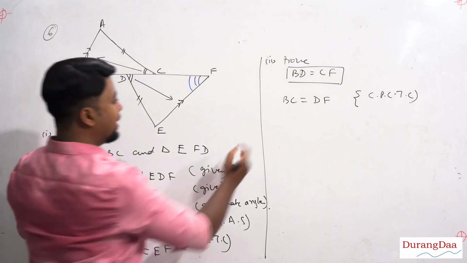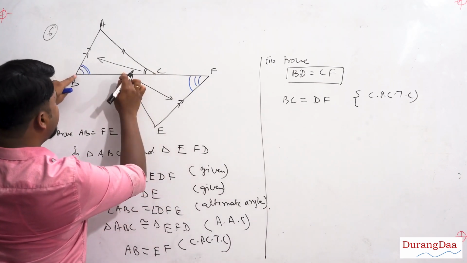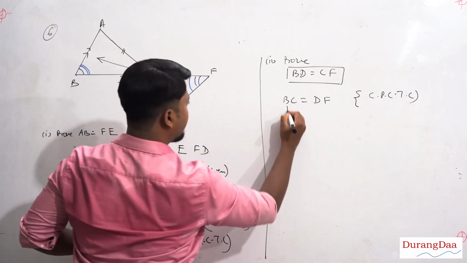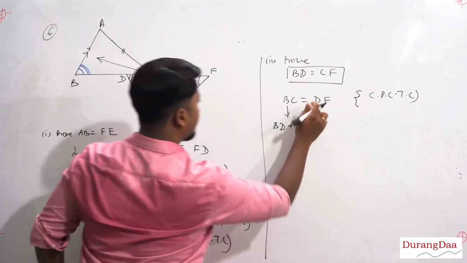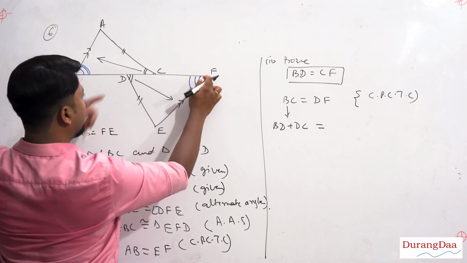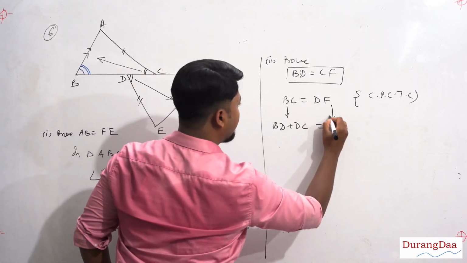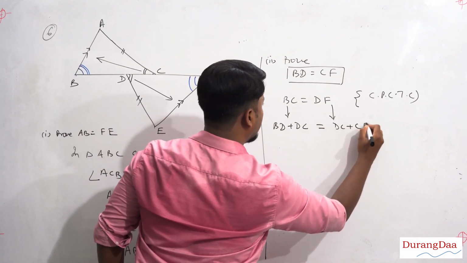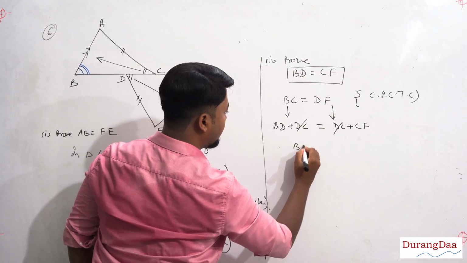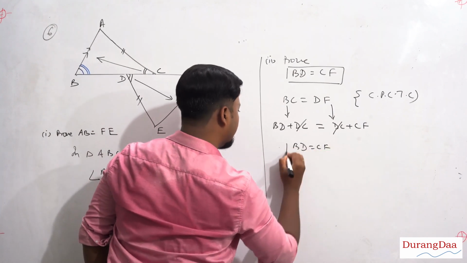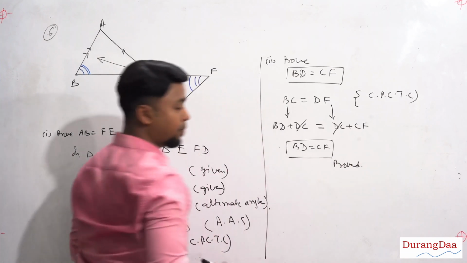Once you have done this, expand BC. BC is actually the sum of BD and DC. So, I can write here instead of BC, BD plus DC, and instead of DF, DF is the sum of DC and CF. Expand it, DF would be DC plus CF. Now, cancel DC and DC here, you get BD equals CF. So, BD equals CF is proved. So, this was the last question.